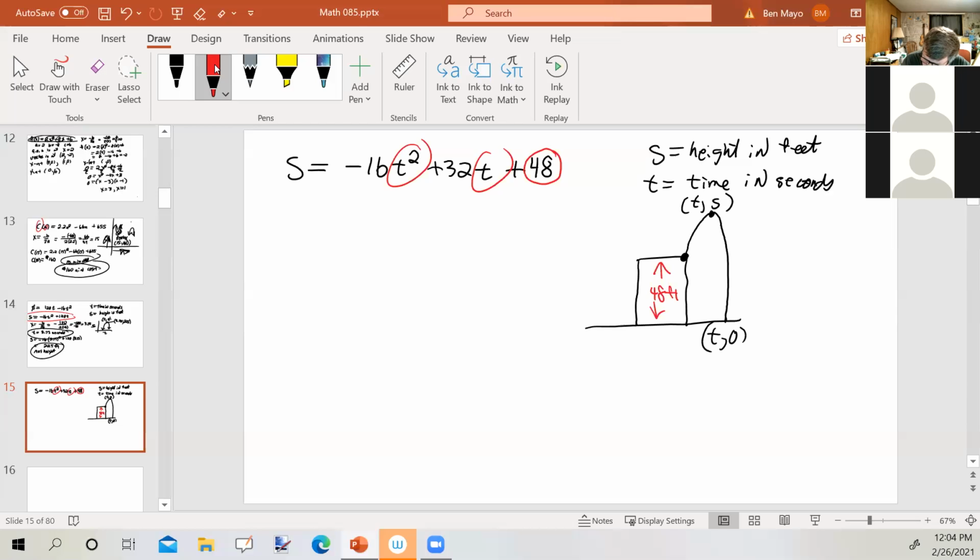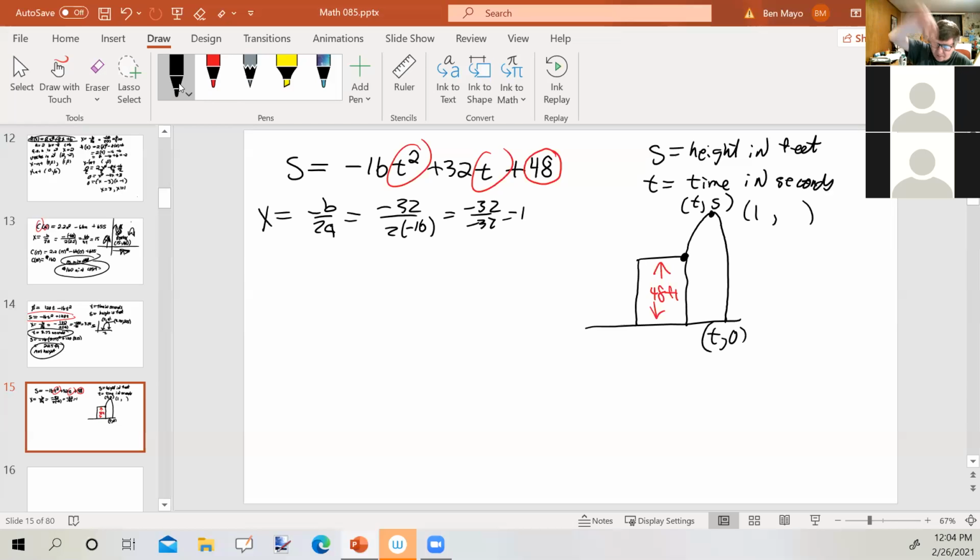All right. Now, let's find the vertex. So x equals negative b over 2a, which is negative 32 over 2 times negative 16, which is negative 32 over negative 32, which is 1. So the time elapsed is 1 second to reach that maximum height. Let's find that maximum height. So we're going to put 1 in for time.